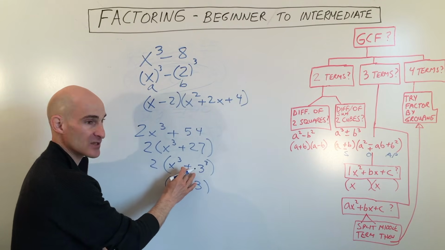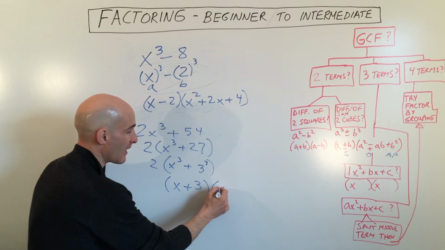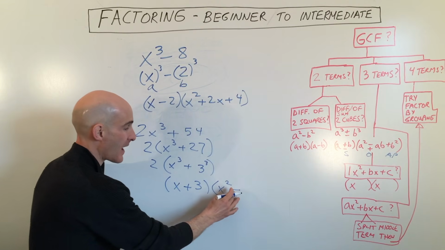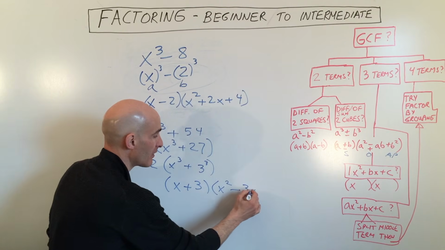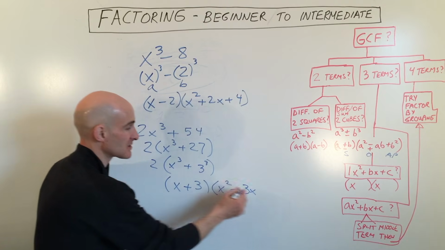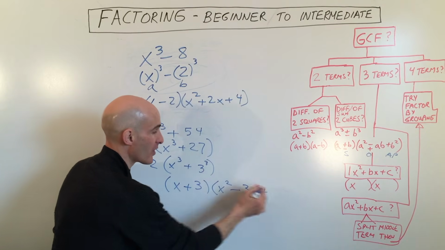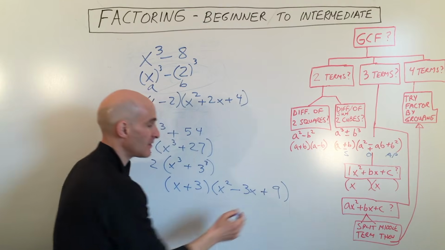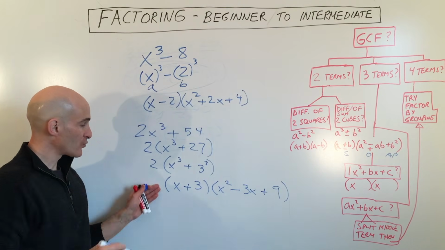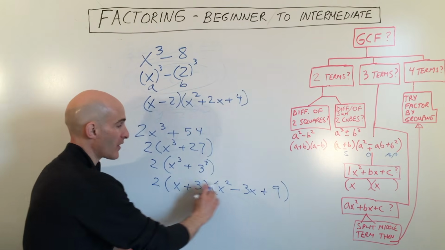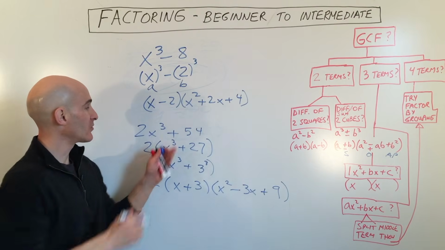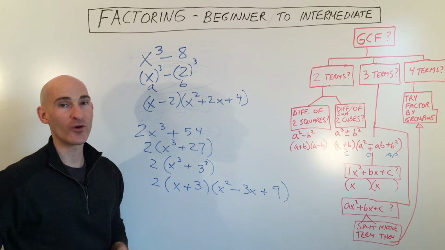It's the same sign because we're adding. Then x squared minus the opposite sign, a times b, which is 3 times x, plus 3 squared. 3 squared is 3 times 3, 9. And the only other thing you have to do is bring down the 2. If you multiply all these together, you're going to get back the original 2x cubed plus 54.